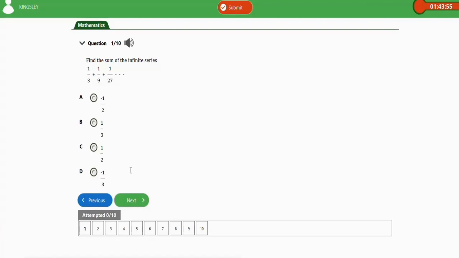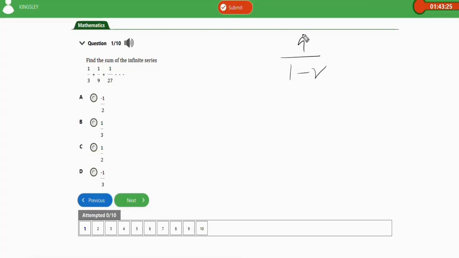Now, the question says, find the sum of the infinite series. So once you hear the word infinite, know that it's talking about geometric progression. Alright, so to solve this, the formula to apply for finding sum of geometric progression at infinity is a over 1 minus r, where a is the first term, and r is the common ratio.